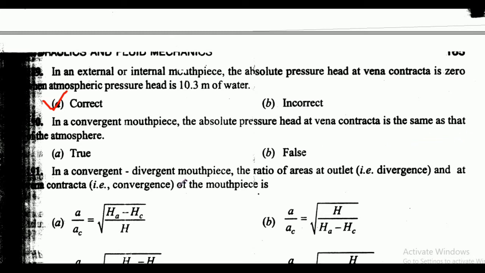Next is: in a convergent mouthpiece, the absolute pressure head at vena contracta is the same as that of the atmosphere. Options are true or false. So here, friends, this statement is right. So option A is the correct answer, that is true.